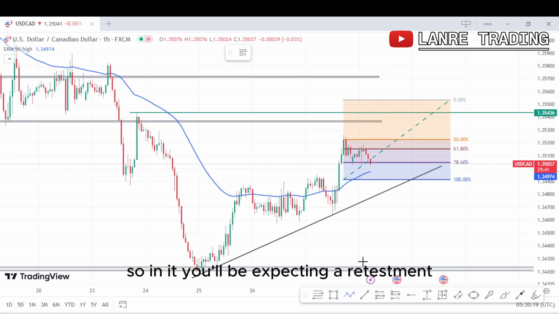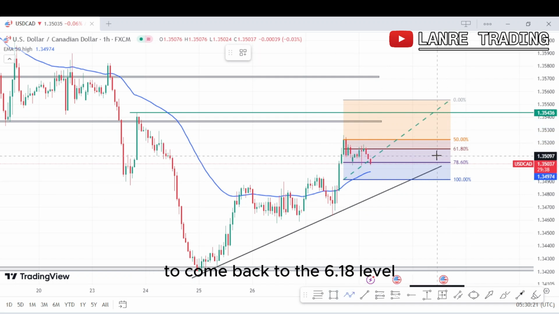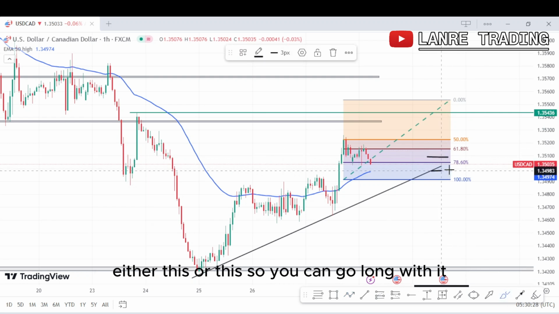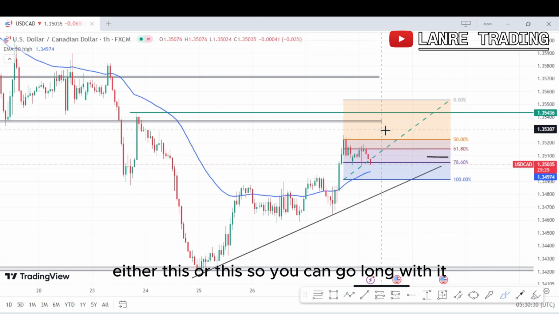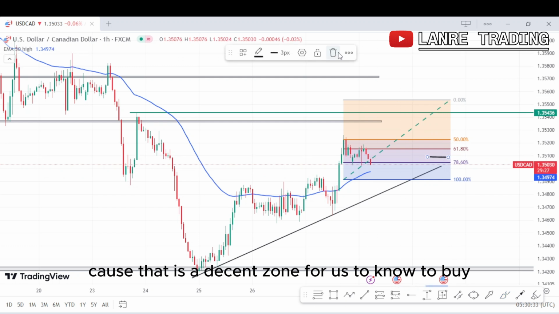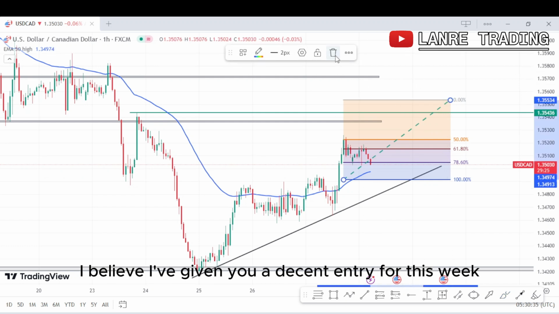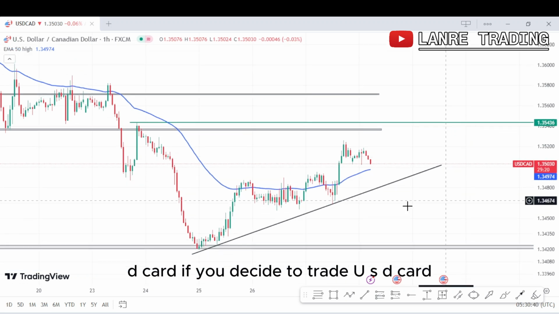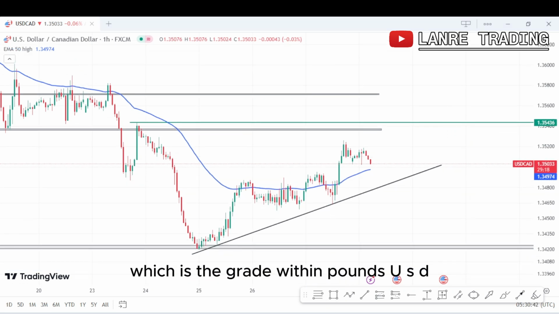So you will be expecting a retracement to come back to the 6.18 level or 7.8 level, right about here, either this or this, so you can go long with it, because that is a decent zone for us to buy. At least I believe I've given you a decent entry for this week for USD CAD if you decide to trade it. So I'm moving on to the next pair, which is the Great Britain pound.